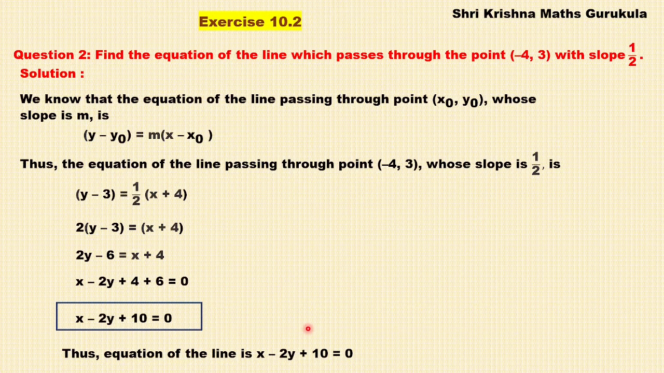We have written the equation in the form of ax plus by plus c equal to 0. We have expressed it in the standard form of the equation of the line. Hope you have understood the sum.